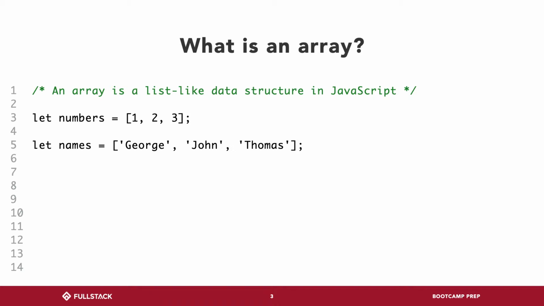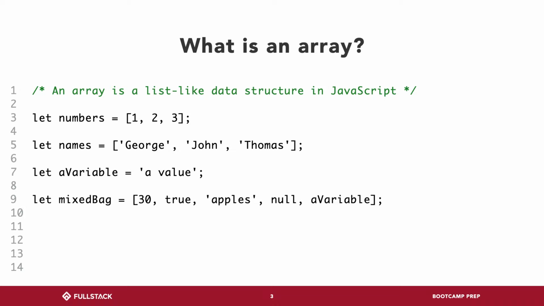So here we have let names equal an array of names: George, John, and Thomas. Let a variable equal a value. Let mixedBag equal 30, true, apples, no, a variable. This is all possible because arrays can hold multiple things of different types, okay? That's why they're so useful.